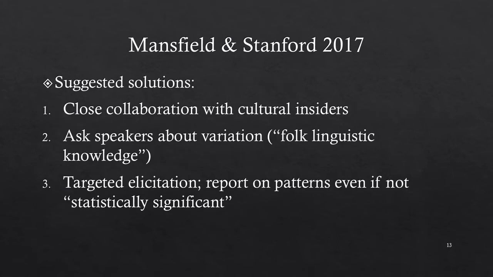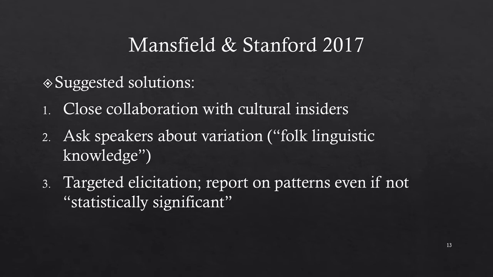The authors also suggest three possible responses to these challenges. One is to emphasize close collaboration with cultural insiders. Another is to ask speakers directly about observed variation, tapping into what they call folk linguistic knowledge. This may not give direct answers to questions about variation, but the responses can often be revealing in terms of what aspects of the society should be further investigated in order to understand the variation.